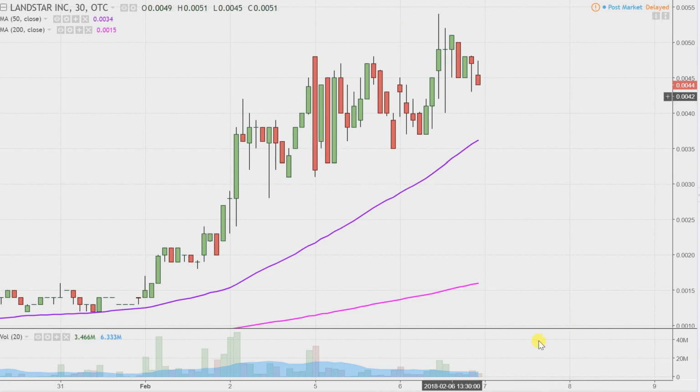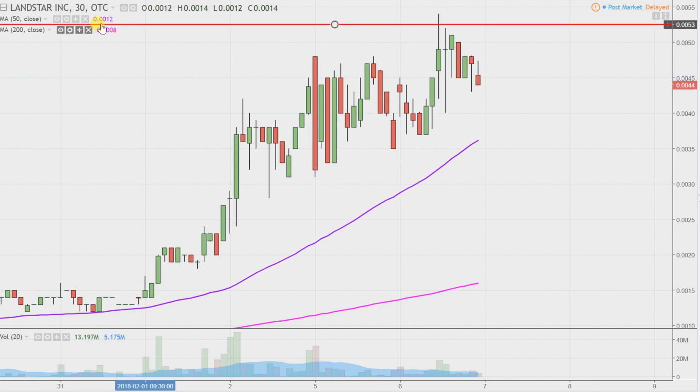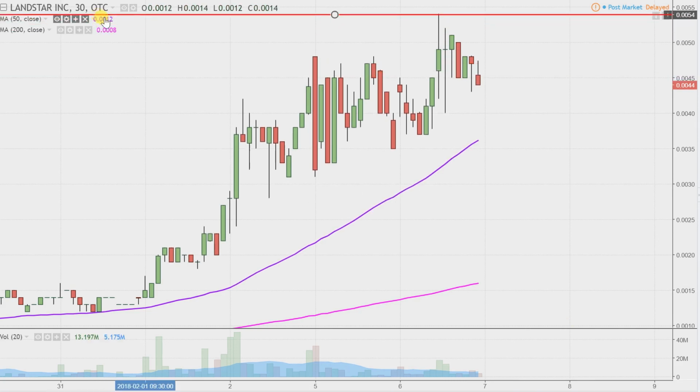What about areas of resistance? In regards to where the sellers are currently hanging out, party stop today up there at 0054, so that is where the current area of resistance is.